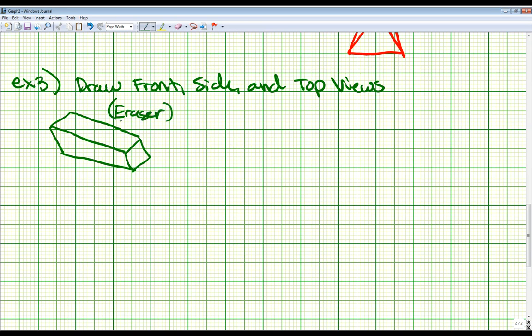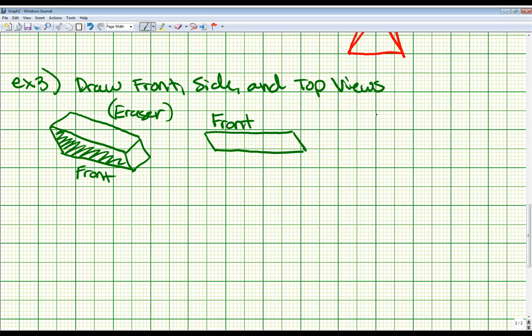Okay, so if we're going to draw the front view, if we're looking at the front, that's going to be this base right here. This is the front. So if I'm just drawing that shape, if you look in your book, it's a little easier to tell, but that's just going to be a parallelogram. So if I'm drawing the front view, if all I could see is the front, it would kind of look like this, the front of the eraser there.